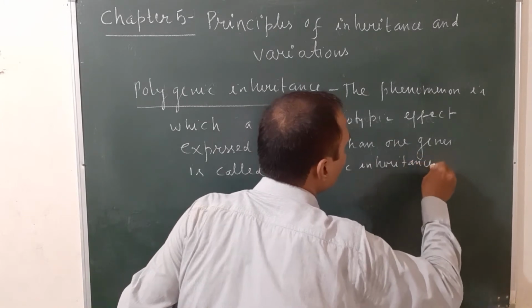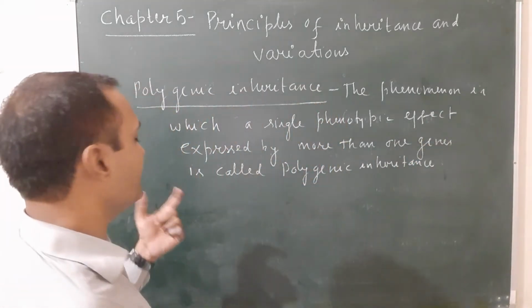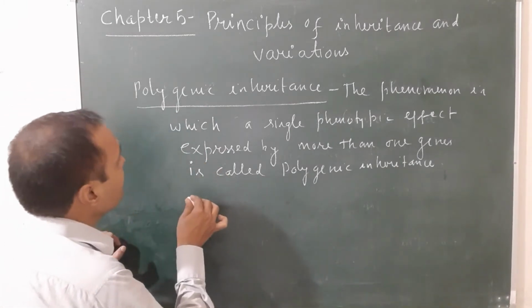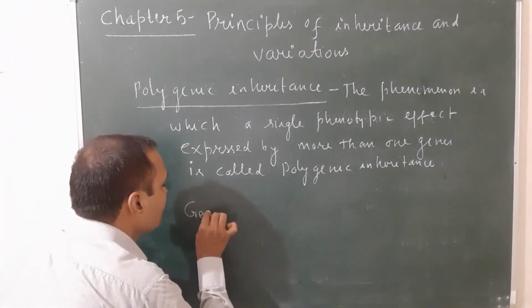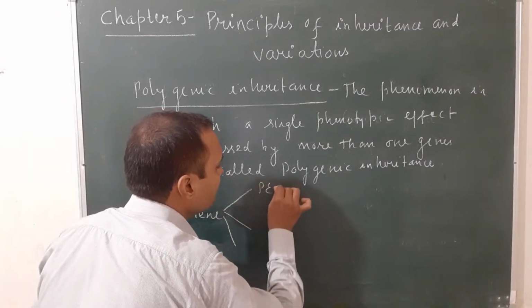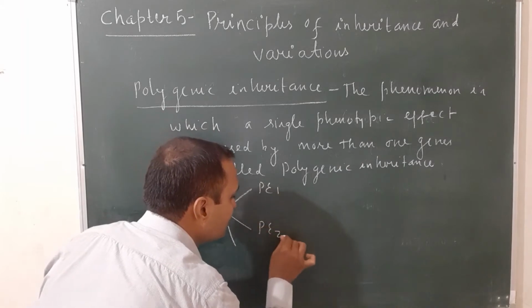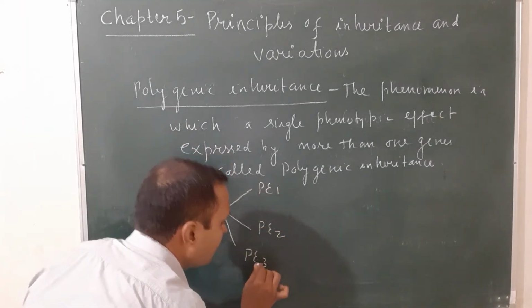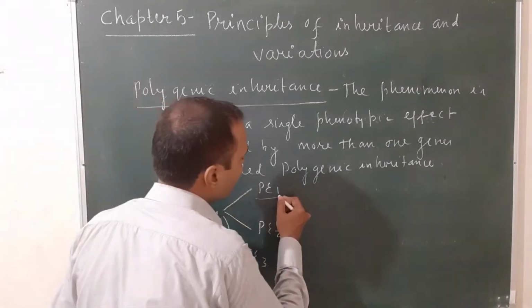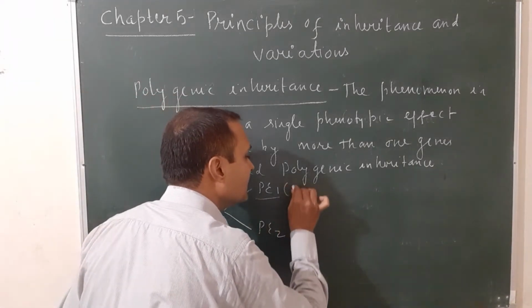So you can see the difference here. You can differentiate also. Suppose that there is a single gene, and this gene shows phenotypic effect 1, phenotypic effect 2, phenotypic effect 3. Like in case of phenylketonuria, the first one is mental retardation.